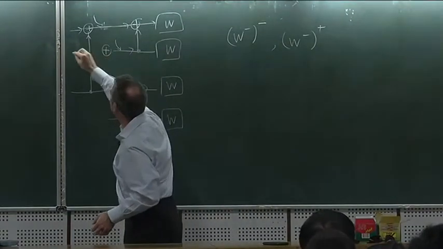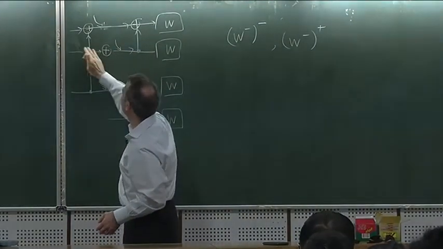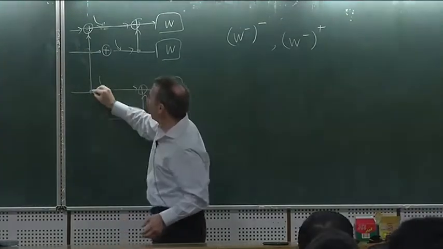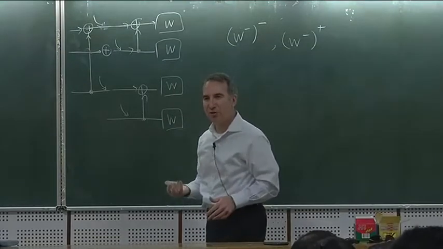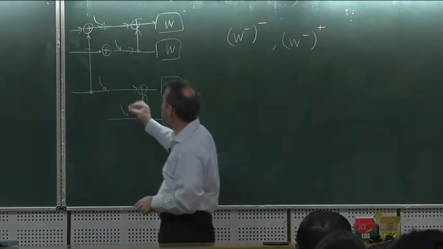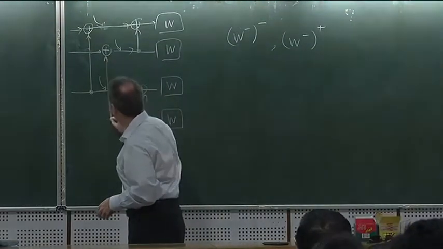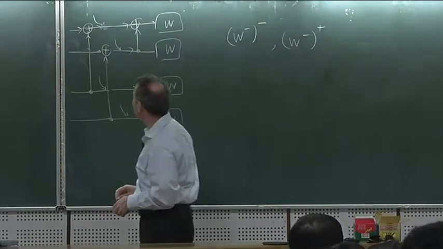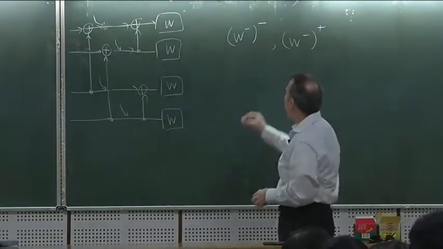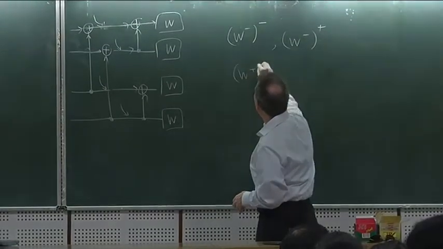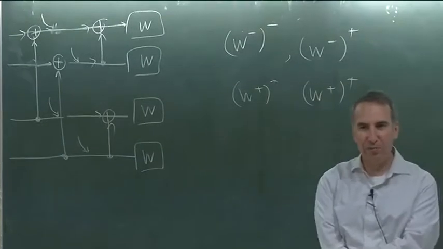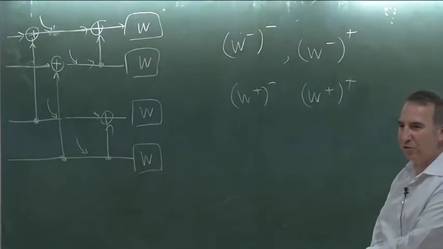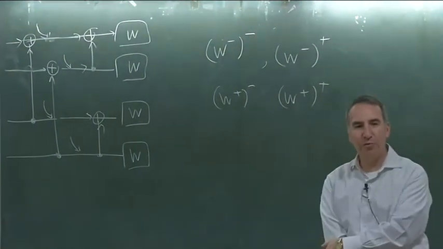I can put here a plus. Maybe I should just do a straight line. The only connections are where I put a dot. So two lines crossing does not mean there's a connection, only if I put a dot there. Like this. So now I've obtained a copy of W plus minus and a copy of W plus plus. All right, so I start with four copies of W.